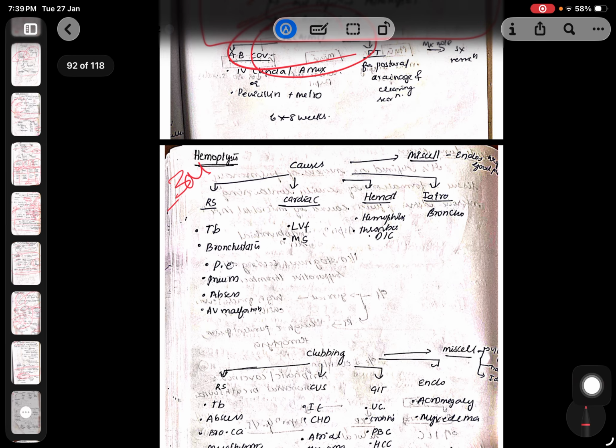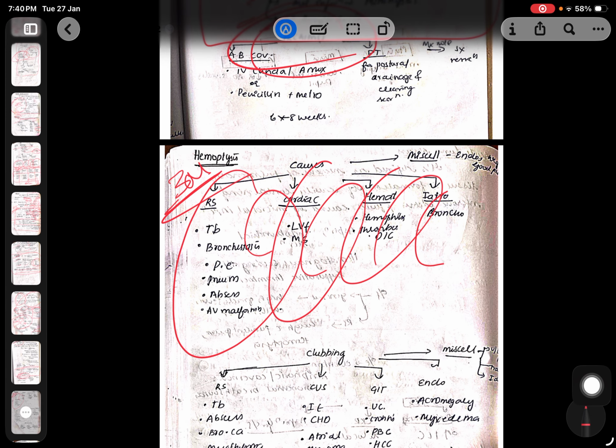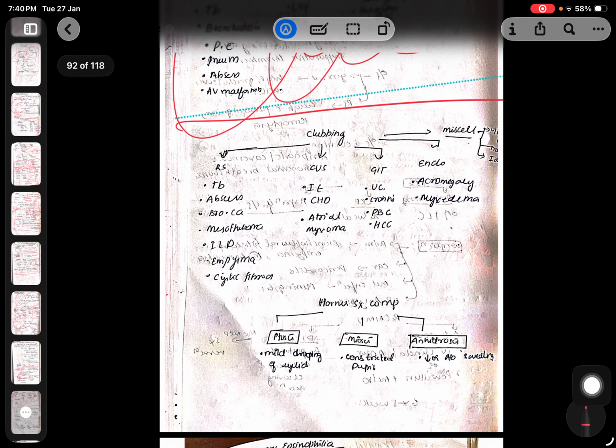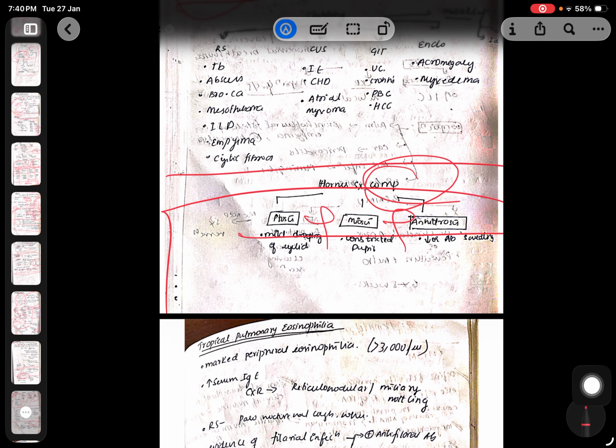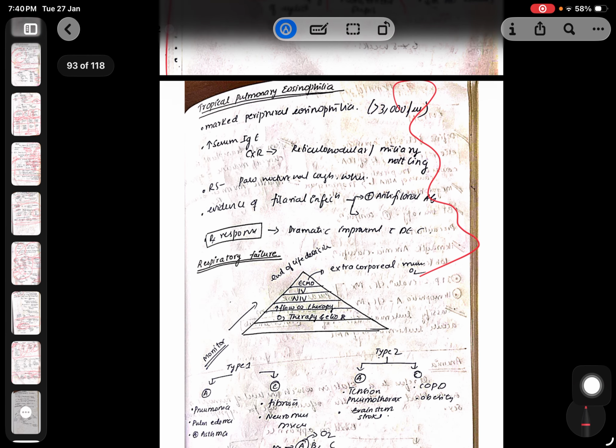So these are the causes of hemoptysis, again divided into causes, and whenever you see hemoptysis, again you have to think about systemic causes. Then clubbing also, in and out, I'm sure you know. And also Horner syndrome, what are the components of it? Now I think there's nothing much to discuss. Ptosis, miosis, and anhidrosis.